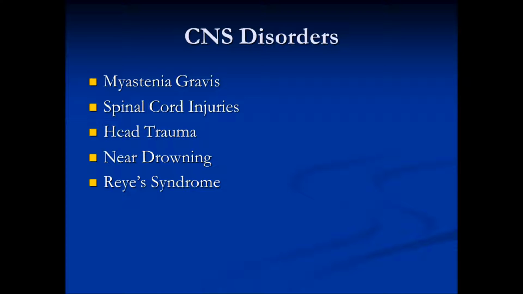We also want to monitor the intracranial pressures, as mentioned earlier. We want the pressures less than 20. We also may have to do dialysis or blood transfusions to reduce the amount of ammonia levels in the blood.